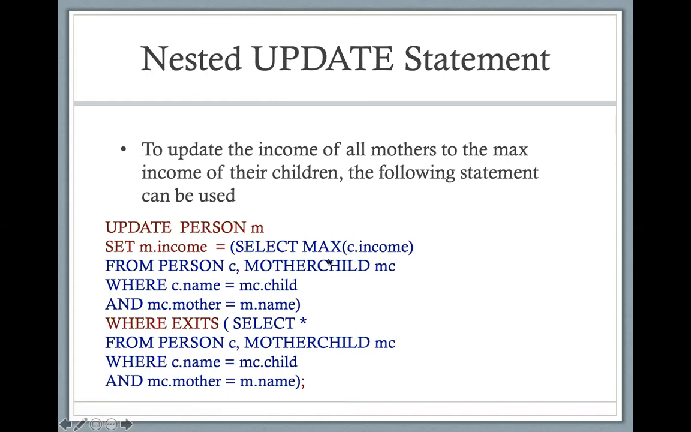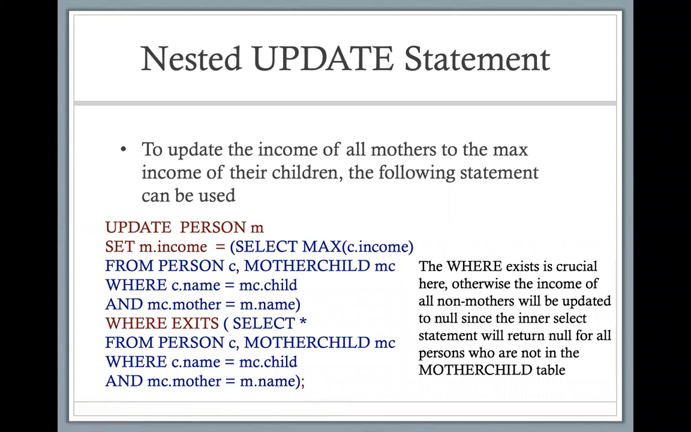Yeah, because basically there are no children. So this would return a null value. And I will update the income of the person that is not a mom to null value. So the where exists is crucial here. Otherwise, the income of all non-mothers will be updated to null, since the inner select statement will return null for all persons who are not in the mother-child table. Exists or exits? It exists. Yeah, so this is a typo. Okay. So unfortunately, again, this we cannot execute in MySQL.